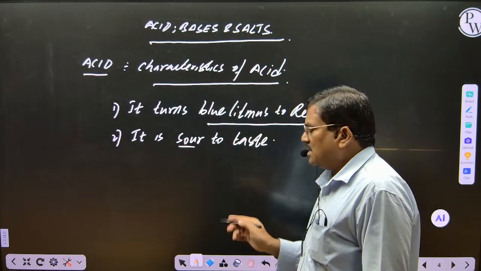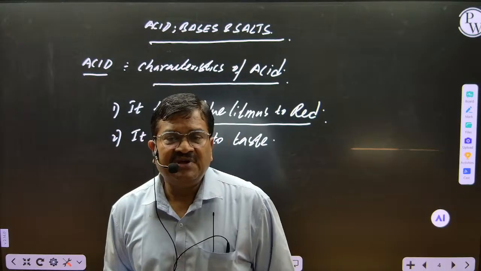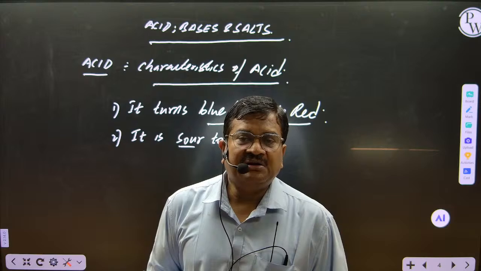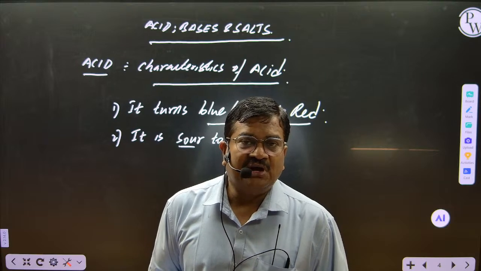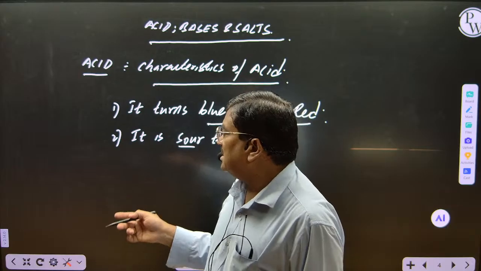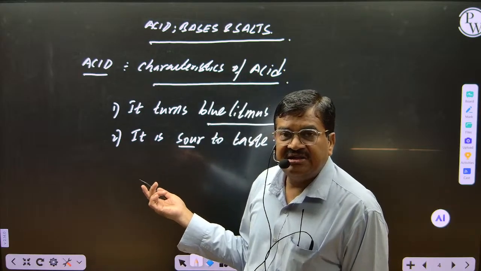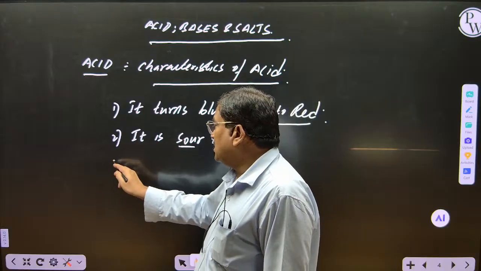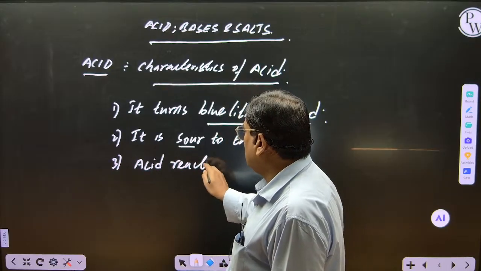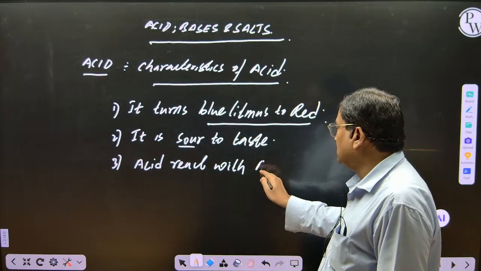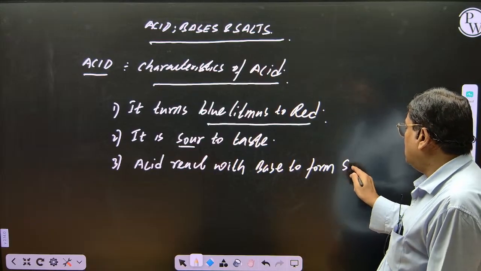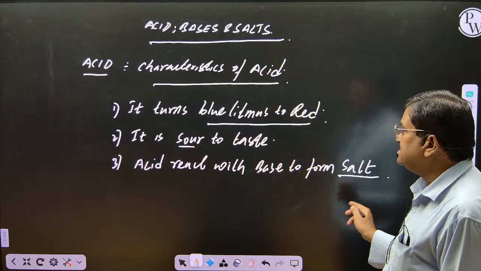Sour to taste. And in 10th standard you may know the neutralization reaction. Acid can react with what? Base to form salt and water, and that process is called neutralization. That we study later in 11th standard thermodynamics. So what does acid do? Acid can react with base to form what, student? Salt. And what is that process we call? A neutralization process.